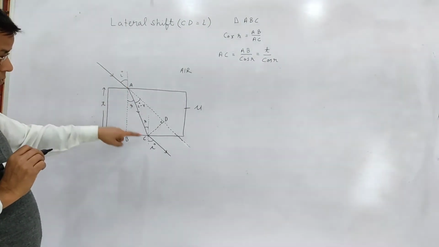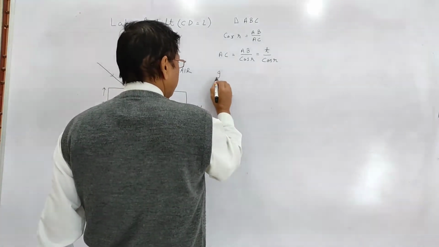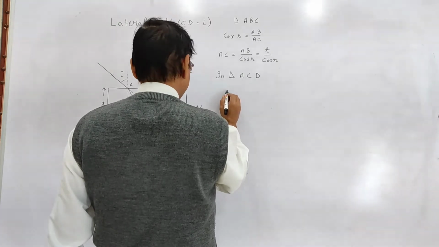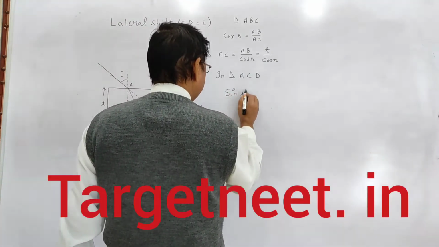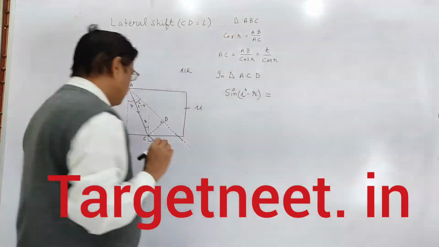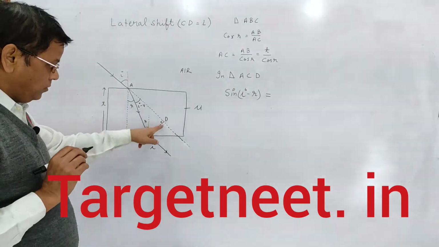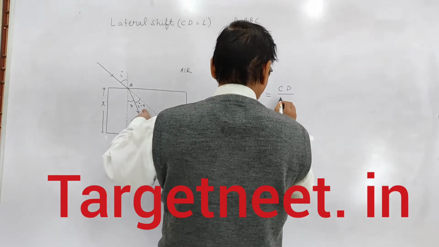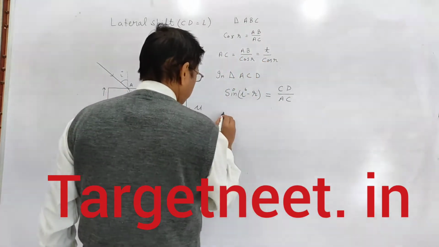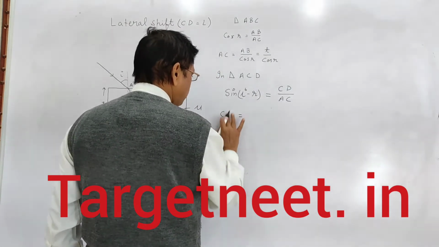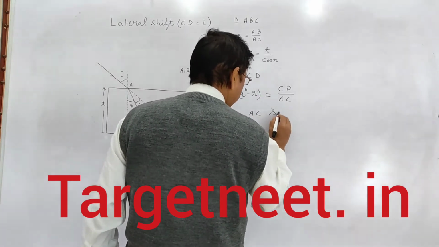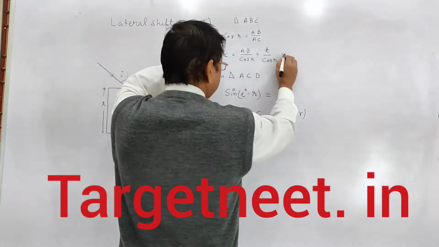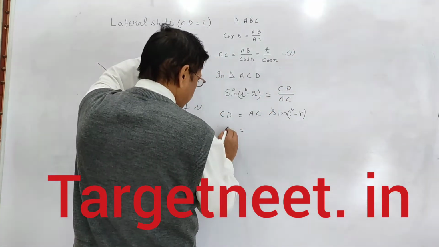Now in triangle ACD, if I use sine of I minus R, sine theta is perpendicular upon hypotenuse. This is perpendicular, this is hypotenuse, and this is the angle. So perpendicular is CD upon AC, the hypotenuse. So CD will be equal to AC into sine I minus R, and AC we have already calculated. So from equation 1, if you put the value of AC here, you get CD.